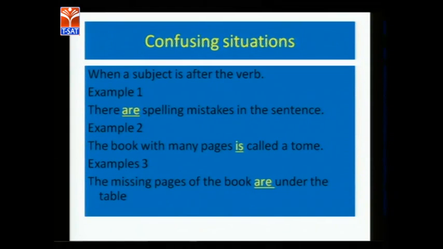The missing pages of the book are under the table. Now the subject, the focus of the sentence, shifts to the missing pages, which is plural. So you say the missing pages of the book. The book is singular, but why are we making up this sentence? To indicate the location of the pages. The pages that were plucked out of the book, the missing pages of the book are under the table. So the missing pages is plural, and so you use the plural verb are.